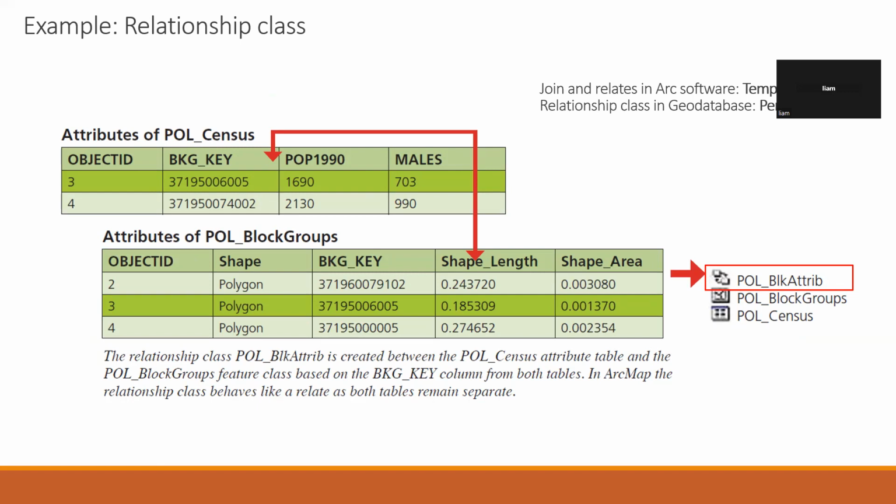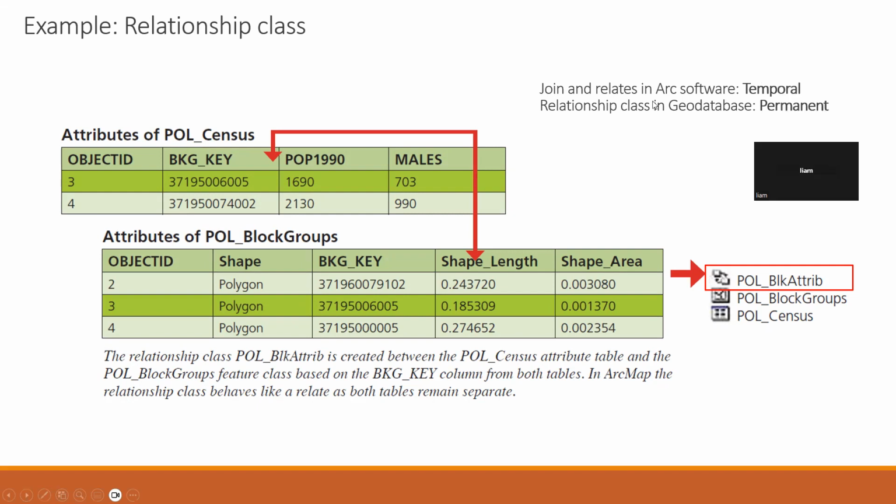And then relationship class is the same. When you make a relationship class, it is actually made in the geodatabase like this. There are block groups data and census data, and if you make a relationship class between them, the relationship class will be made in the same geodatabase and stored this way, right? So just keep in mind that joins and relates you can make in the Arc software, and they're temporary, and a relationship class is permanent. That's the difference.